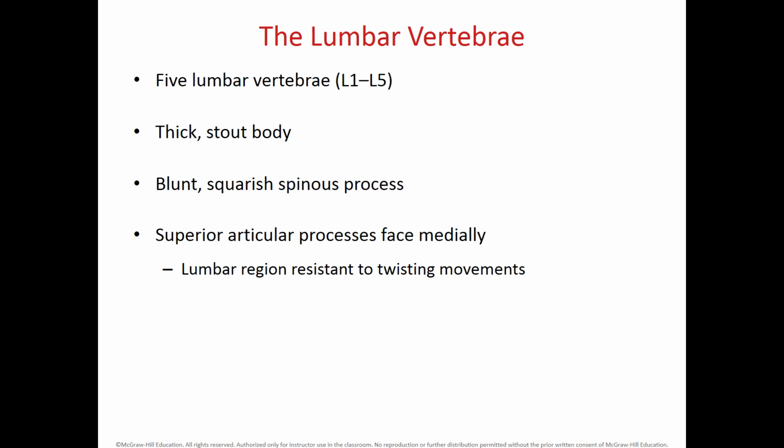For the lumbar vertebrae, the characteristic, we have 5. These have the most massive body, so the body is thick and stout, and it has a short, blunt, squarish-like spinous process, and it also has short transverse processes, and the superior articular processes will face medially because the lumbar region is resistant to twisting movements.